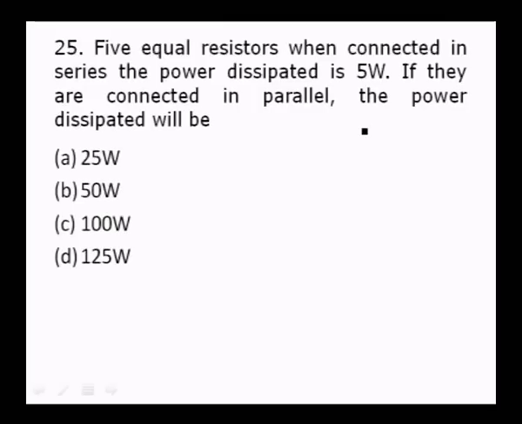Question number 25. 5 equal resistors when connected in series, the power dissipated is 5 watt. If they are connected in parallel, the power dissipated will be: A 25 watt, B 50 watt, C 100 watt and D 125 watt.